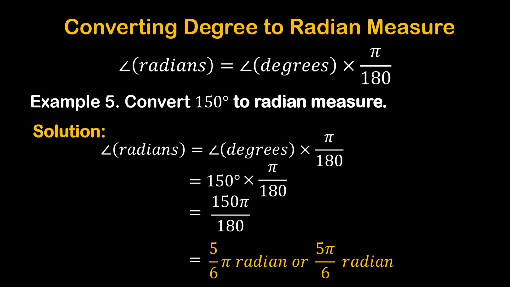So that's how you convert degree measure to radian measure. Again, to convert degree to radian measure, we just need to multiply the given degree by pi over 180.